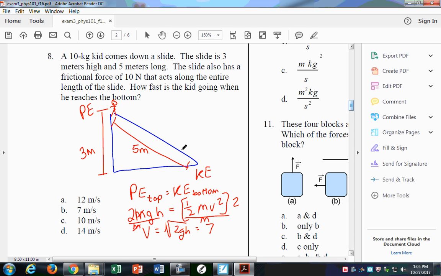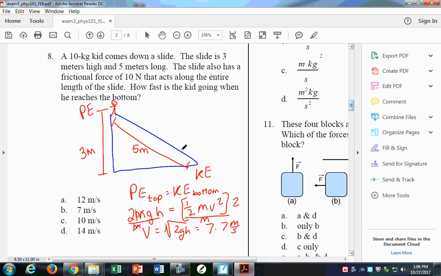And a 7.7. All right, so that's our speed. That's not the answer here, because I'm looking for now considering the friction. How would you include the friction in this calculation? What is the friction doing to the kid?